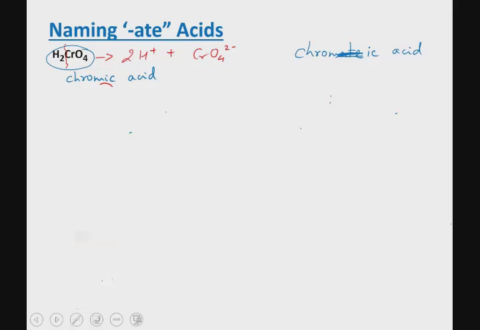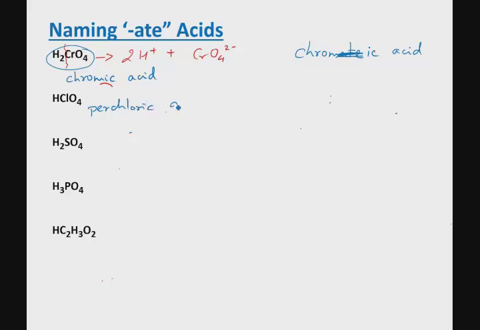Okay, please go ahead, pause the recording while you name the remaining acids following the steps given. So the next one would be perchloric acid. If you follow the steps given in the previous slide, the third one will be sulfic acid, and then phosphic acid, and then acetic acid.